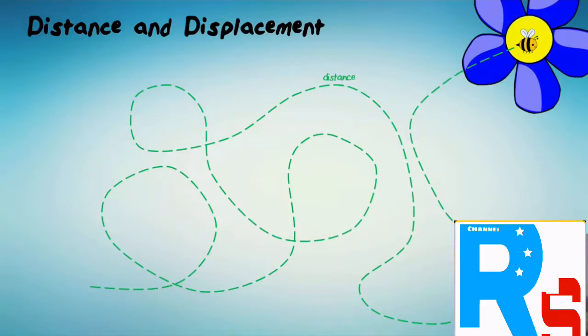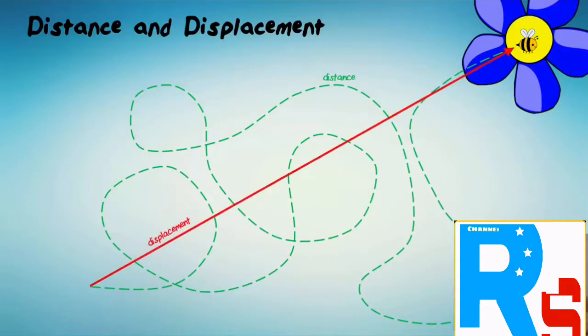Another way we could represent how this bee traveled to the flower is by imagining an arrow that points from where the bee started directly to where the bee ended up. And this would be known as its displacement. Right? The length and direction of this arrow is the bee's displacement. And clearly, the distance and displacement are different. They have different magnitudes. The distance line is much longer than the displacement line.